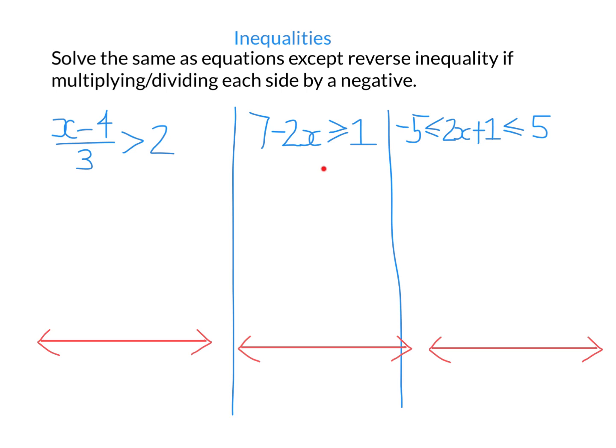So I'll show you what that means in the second example. But for the first example, we're just going to solve it like an equation. So what we're going to do is first multiply each side by 3.